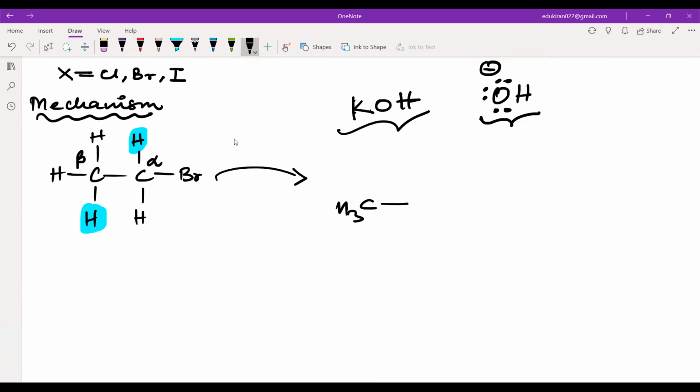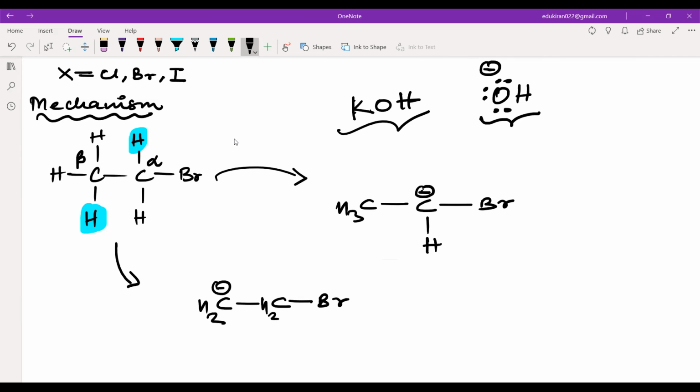So this will be CH3, this will be carbon, and there will be Br. There will be a hydrogen here, and one of the alpha hydrogen has been removed. Now this will be removed like this, correct? So H plus, here you will be having a negative charge. And if I remove the beta hydrogen, you will be getting CH3 will be CH2, and there will be a negative charge here. There will be CH2, and there will be a Br group. Yes or no, guys? Tell me. Yes, sir. Okay. So now tell me which one is going to happen more likely.